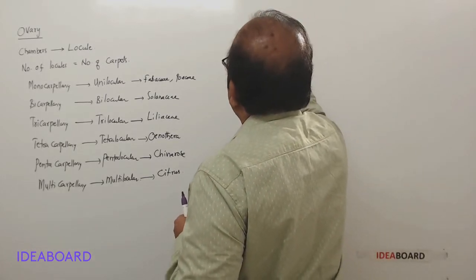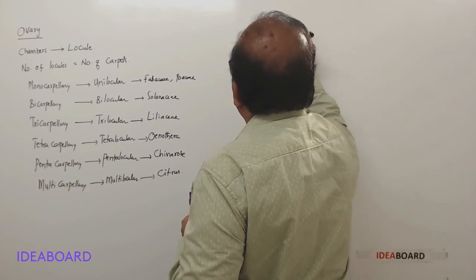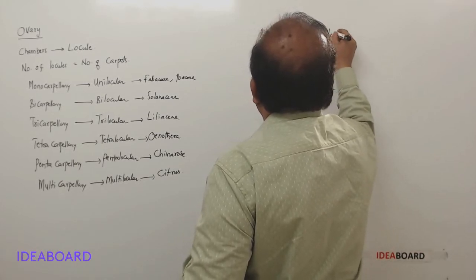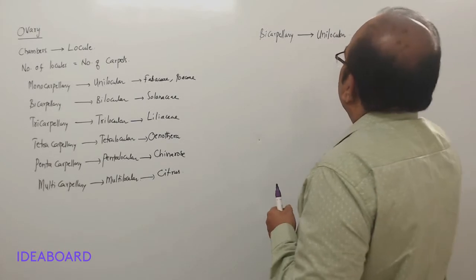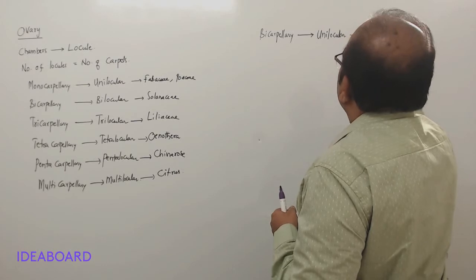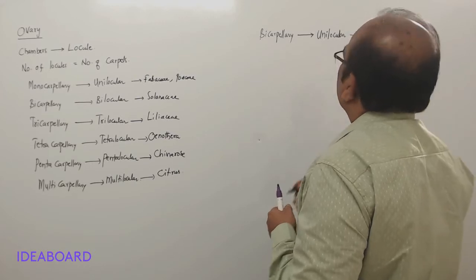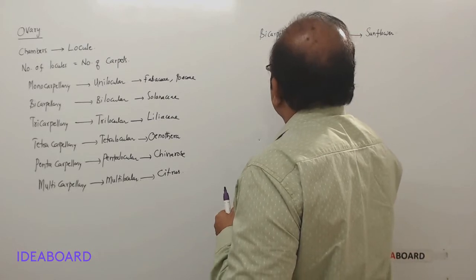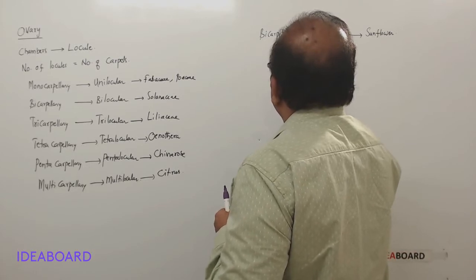Sometimes you find bicarpellary. There will be two carpels, but a single locule may be there. Then it becomes unilocular. A bicarpellary unilocular example we can take is sunflower. But here, I will draw one diagram. It will be like this. This is one carpel in the transverse section, and this is another carpel.